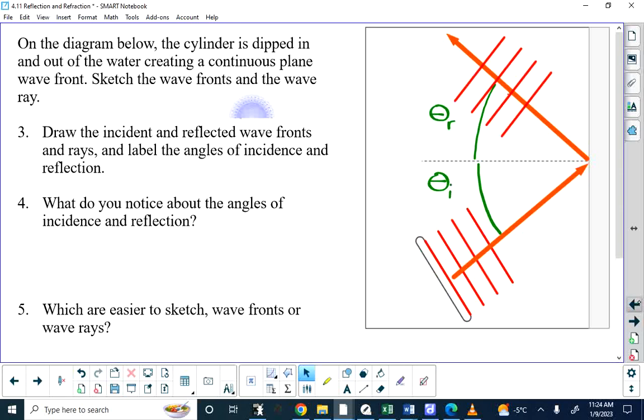Which are easier to sketch? So, well, let's write this. Theta I equals theta R. Which are easier to sketch, wave fronts or wave rays? Wave rays, without a doubt. If I would have just started off by saying we've got a laser light that's going to hit a mirror, and this red line with the arrow on the end of it is the beam of light you can see in the cloudy room, it'd be very easy to understand what's going on here.